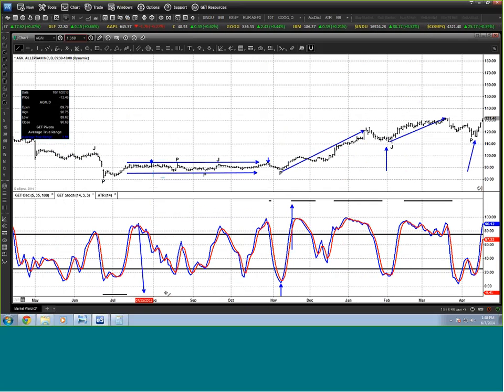Well, if you don't like trading range-bound markets, don't trade it. Now, there's a lot of money sometimes being made in range-bound markets.